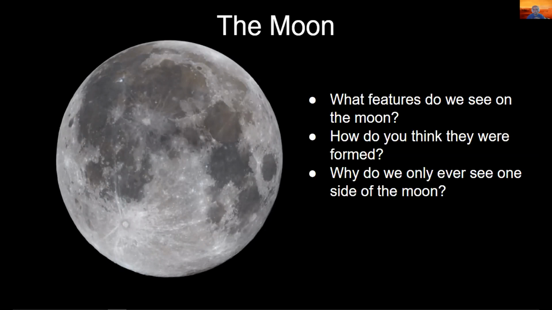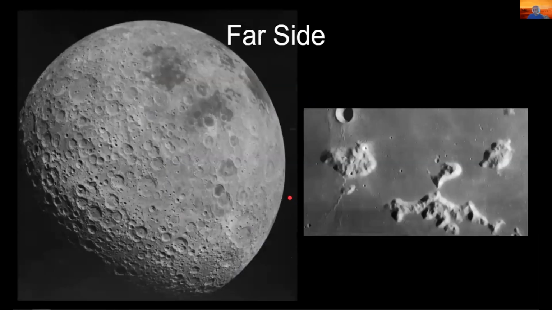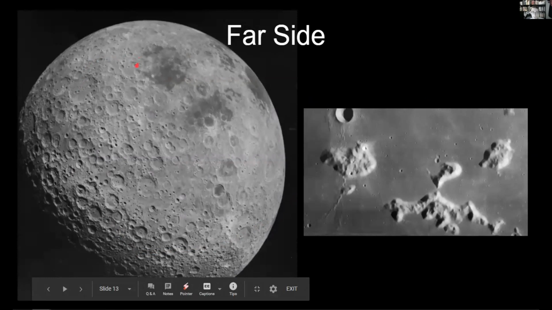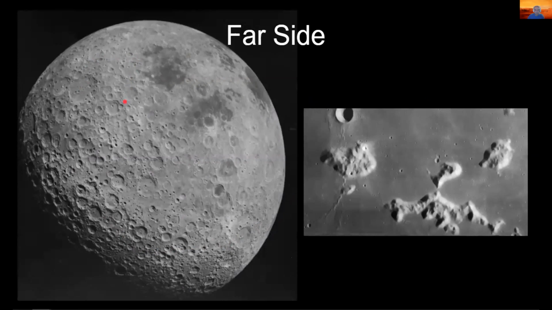For the thousands and thousands of years of human civilization, we never saw the other side of the moon until we sent orbiters to it in the 1960s. This is what the far side looks like. And we can see tons and tons of craters, much more heavily cratered than on the near side of the moon, the one that we see.